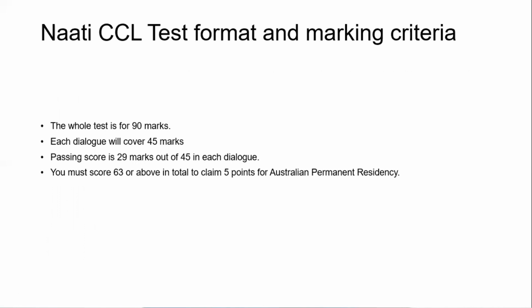So the test format and the marking criteria: the whole test is for 90 marks. As I already told you, there will be 2 different dialogues, each dialogue with 10 different conversations or sentences. So each dialogue will cover 45 marks. The passing score is a minimum of 29 marks you have to score per dialogue out of 45. And overall you must score 63 or above in order to claim 5 points for your Australian permanent residency.